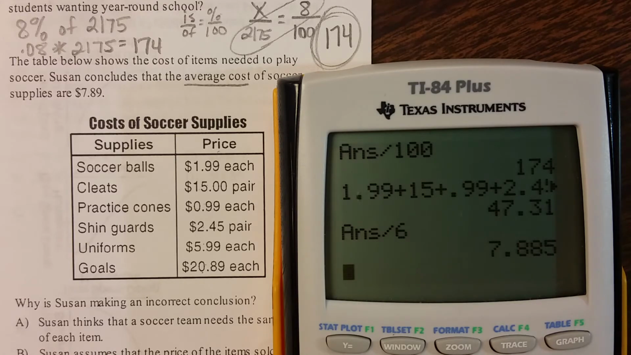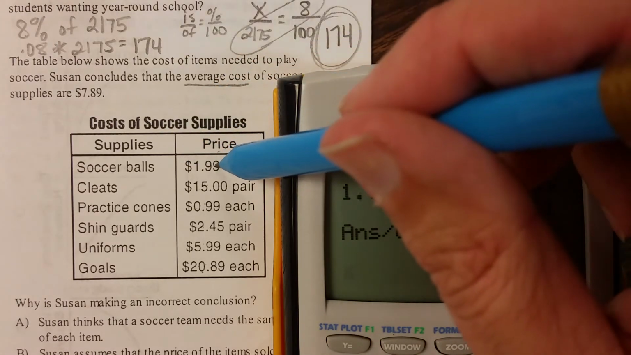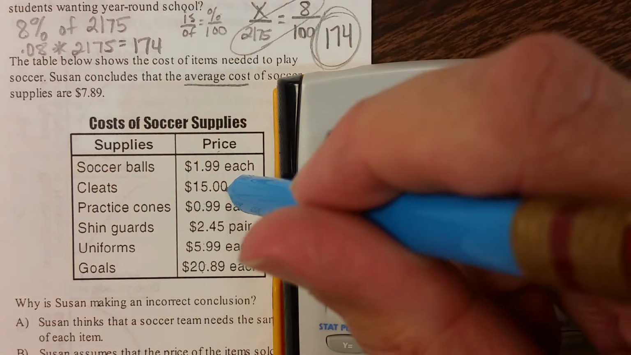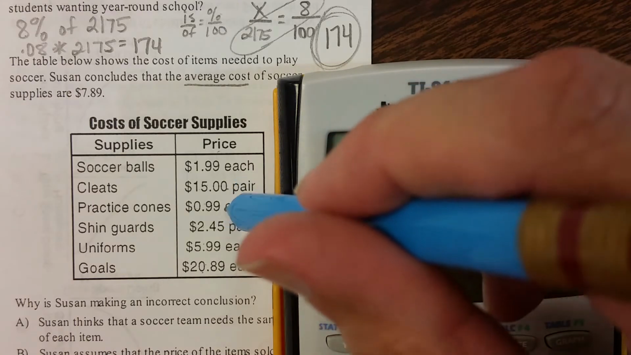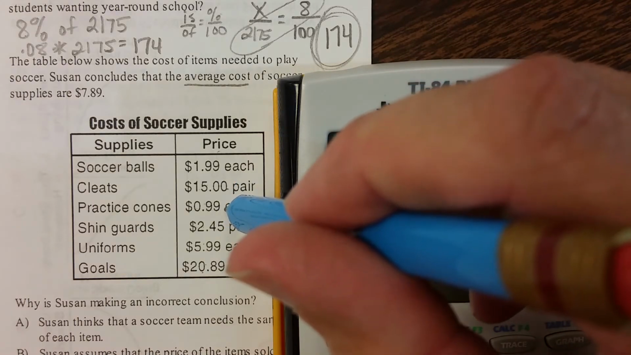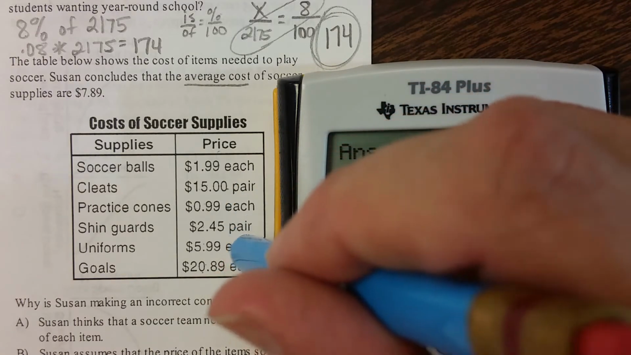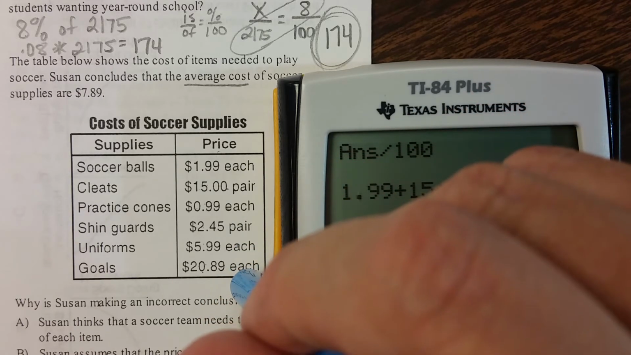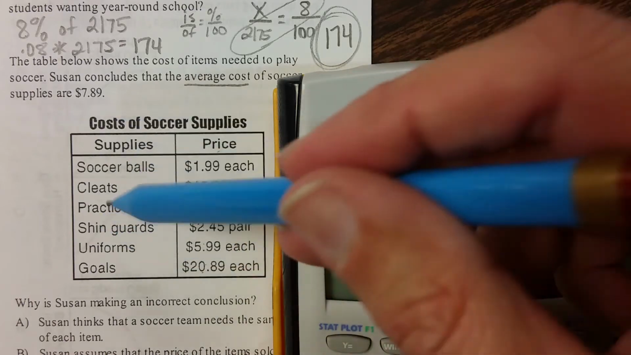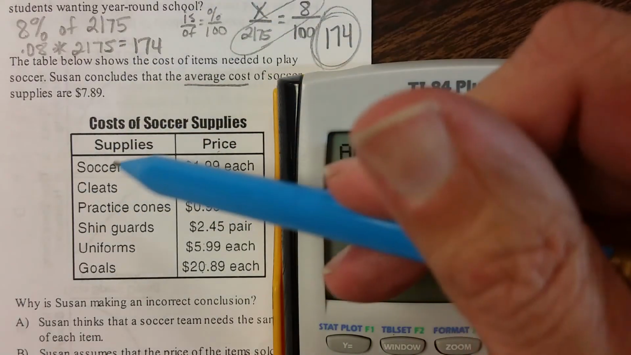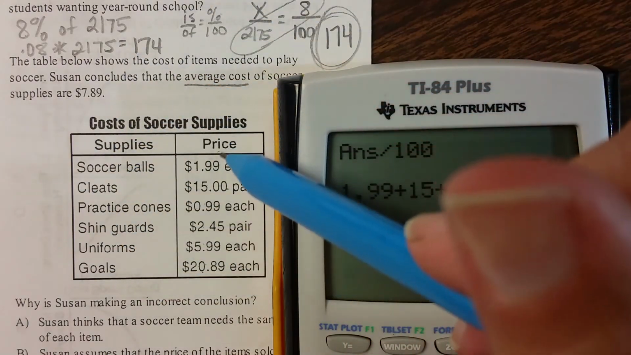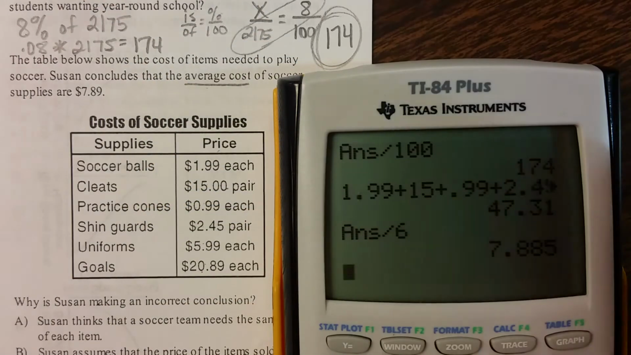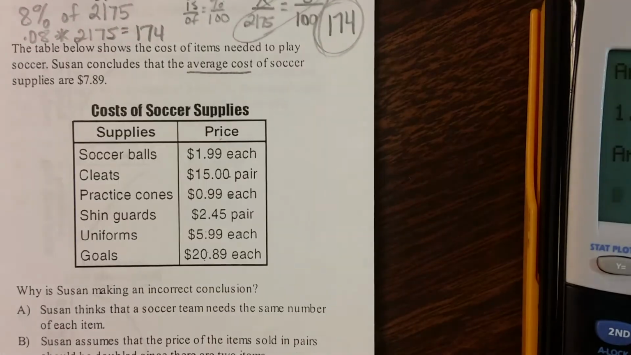But I don't know, because I would probably get more than one soccer ball, and I'd probably get a whole bunch of pairs of cleats if it's for my whole team. I'd probably get a couple of practice cones, and a few shin guards for my team, and a lot of uniforms for my team. But probably only get 2 goals. I don't know how many of each one of these things I'm going to need. Or if that's part of the average, because normally if I averaged, I would have some more of some of these. Oh well, let's see what the question is asking.